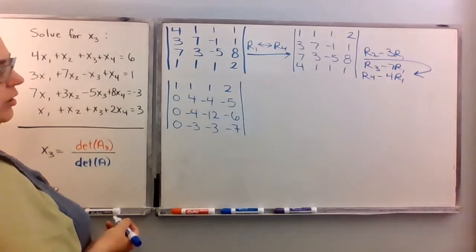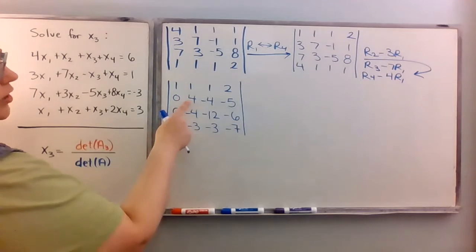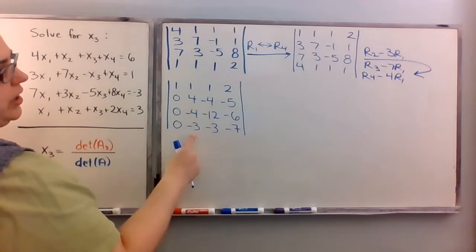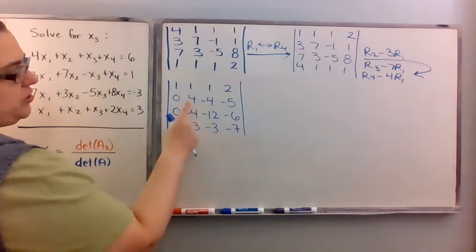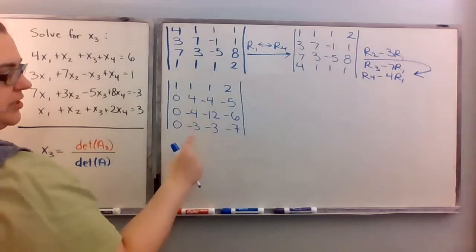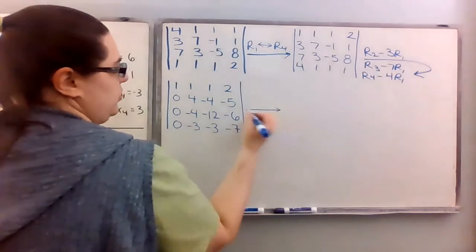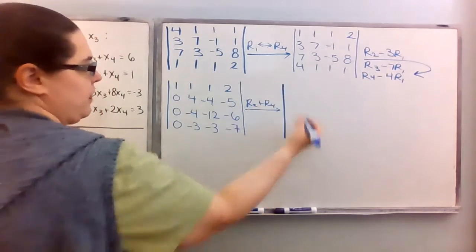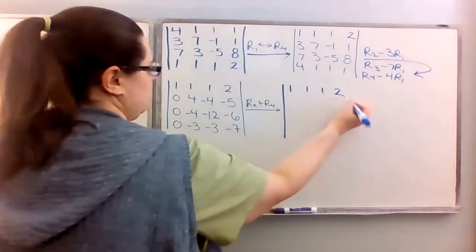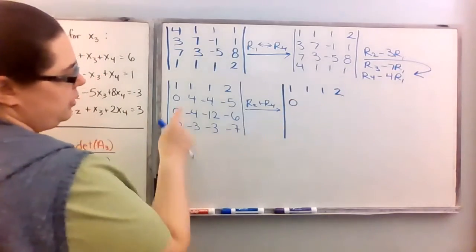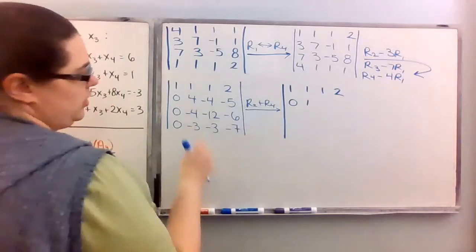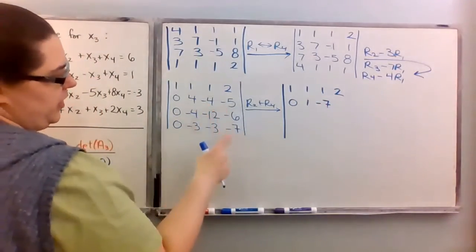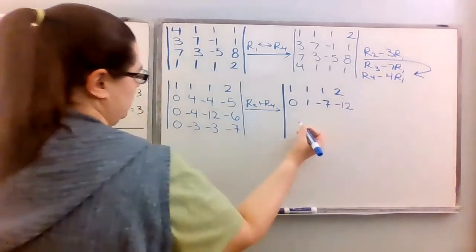Next, I'm going to work to get a 1 in this spot by adding this row here, and then I'll be able to use that 1 to get rid of those 2 values, making them zeros. So I'm going to do row 2 plus row 4. So 1, 1, 1, 2. 0. 4 minus 3 is 1. Negative 4 minus 3 is negative 7. And negative 5 minus 7 is negative 12.